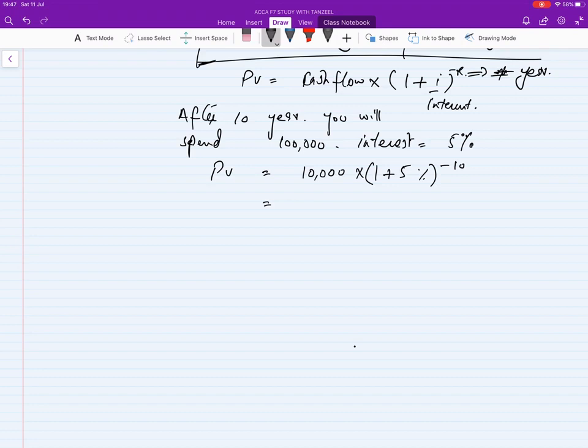Calculate. Let me get the calculator, I'll let you know. Or there are two other ways. Another way is 10,000 divided by 1 plus 5%, raised to power 10.